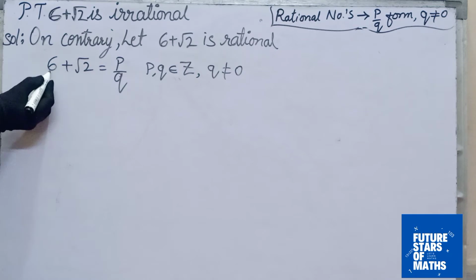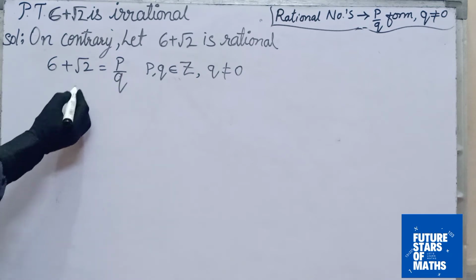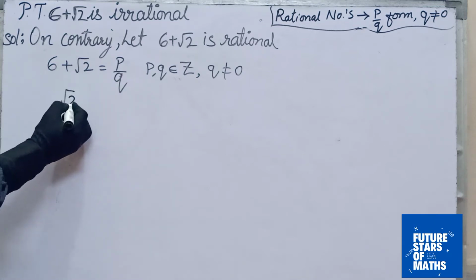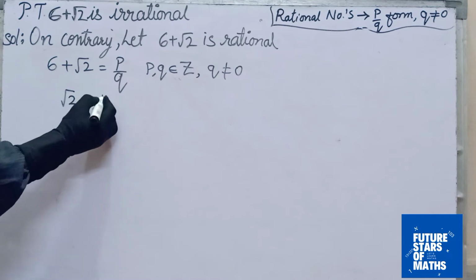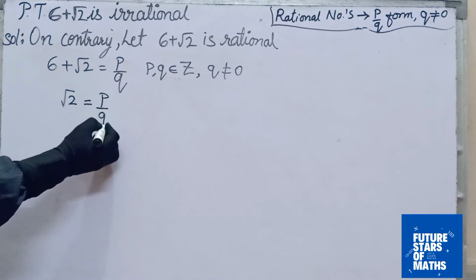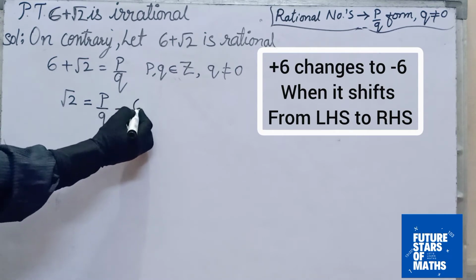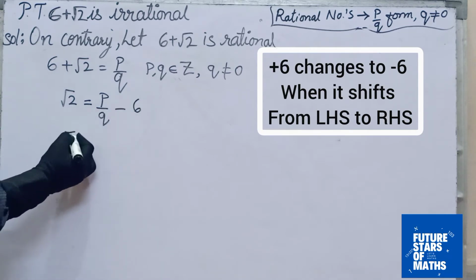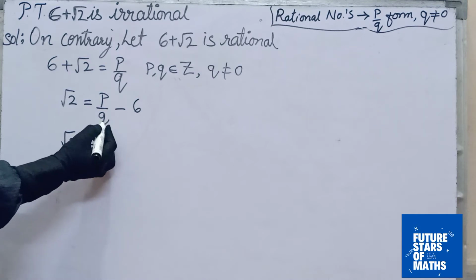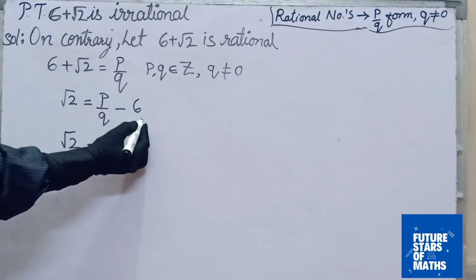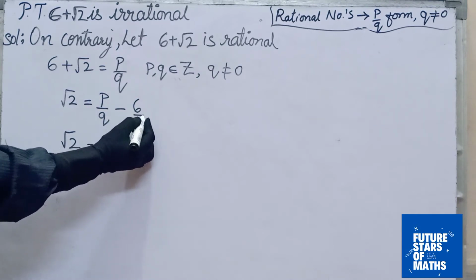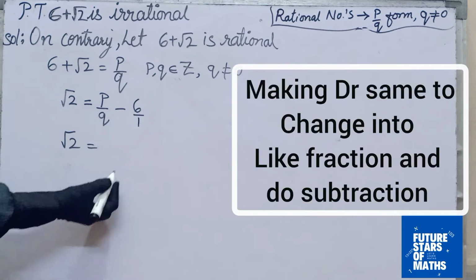We will shift this 6 to the RHS. So this root 2 will be in the LHS as it is, equal to p by q as it is, plus 6. When it shifts to the RHS, it becomes minus 6. So this is equal to, here we have a fraction and a number. So this we will write as 6 by 1. Okay, we will change this into a fraction.